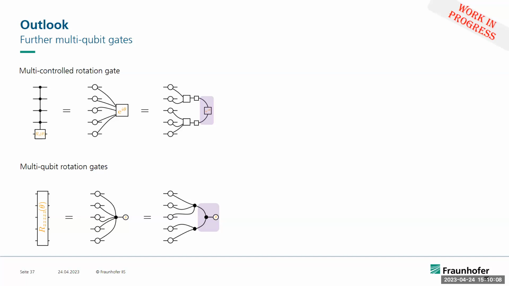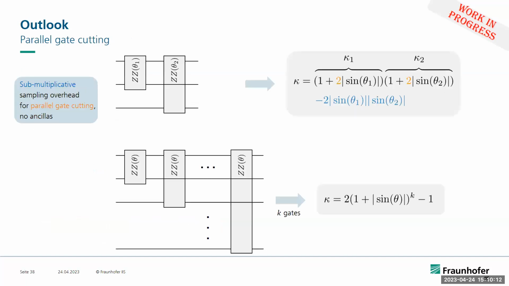And then maybe one recent result, if you look into circuits that appear, for example, in the QAOA algorithm, then there are these cascades of two-qubit rotation gates. And now you can do, so to say, parallel gate cutting by not cutting them individually, but cutting them simultaneously together, jointly. And this leads to a submultiplicative behavior of the sampling overhead. And it seems that also with using ZX calculus, it is much easier to see that than using other approaches.